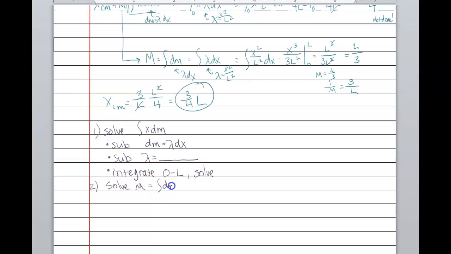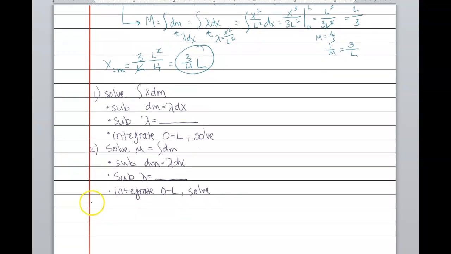which is integral just dm, and we take the same steps. So sub in dm equals lambda dx. We're going to sub in lambda equals whatever and integrate with our limits being 0 and L and solve.